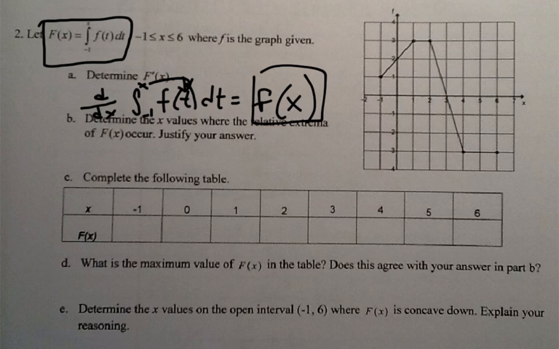Determine the x values where the relative extrema of f of x occur. Relative extrema are maximums or minimums. Those are going to occur when the first derivative changes signs, positive to negative or negative to positive. So we've just determined in part A that the derivative of capital F of x is lowercase f of x, which is what this graph shown here represents.